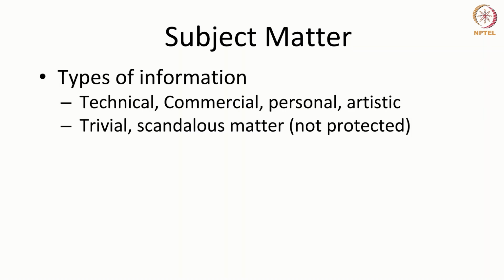Subject matter. As we have already mentioned, there are various types of information that can be protected under the confidential information regime. Technical information, commercial information, personal information, artistic, academic, the list is a long list. There is no distinction as to what type of information can be protected. But there is some restriction on what cannot be protected. For instance, regardless of the type of the information, if the information is trivial in nature, then that may not be protected under this regime.